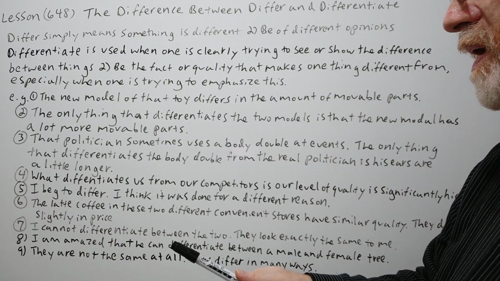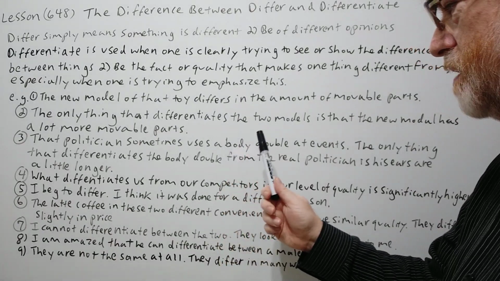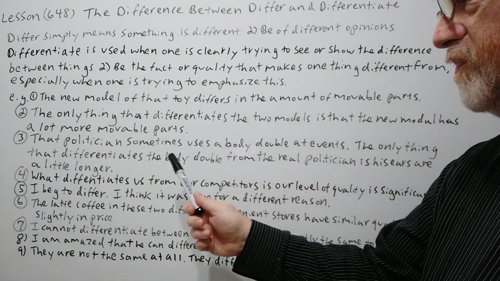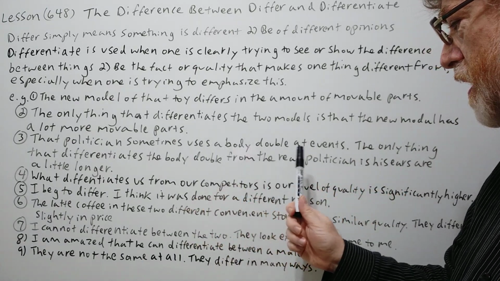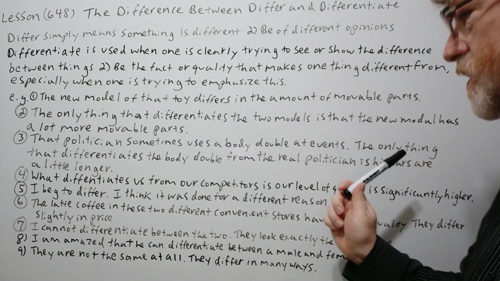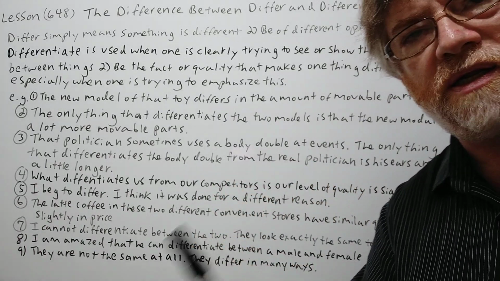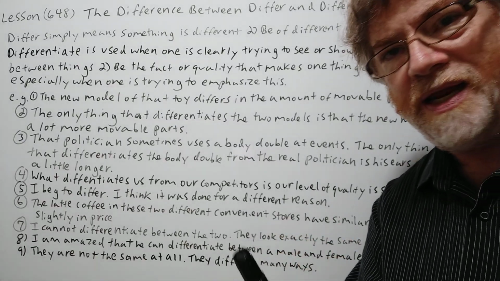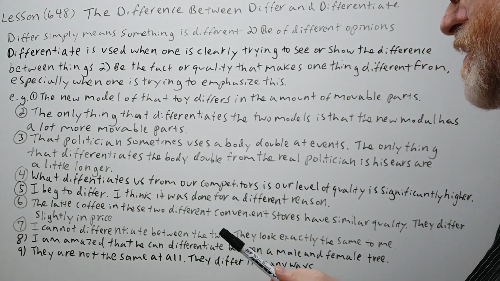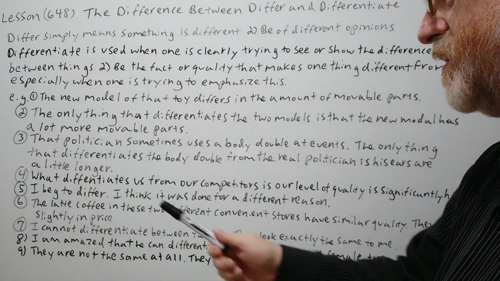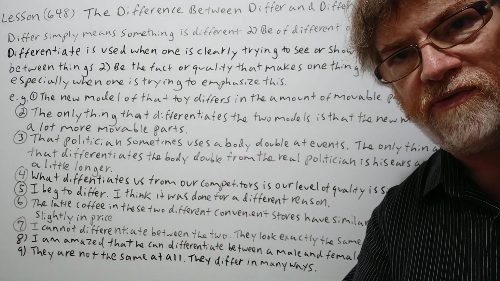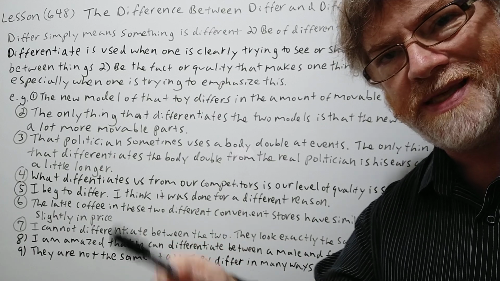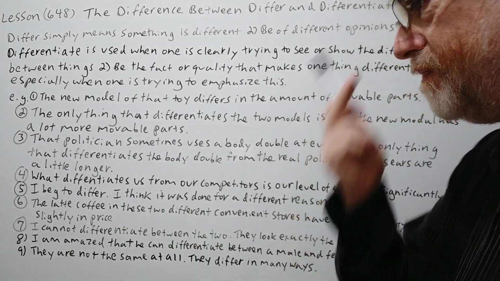Okay, let's continue. That politician sometimes uses a body double at events. The only thing that differentiates the body double from the real politician is his ears are a little longer. So this is what makes the two different. You're not just saying they are different. You wouldn't say, well, the only thing that differs the body. No, you would say differentiate because you're trying to show what is the quality, what is the fact, what's the thing that makes them different.